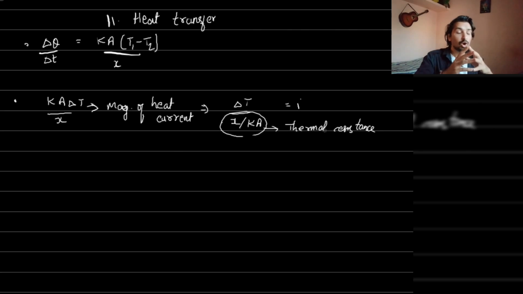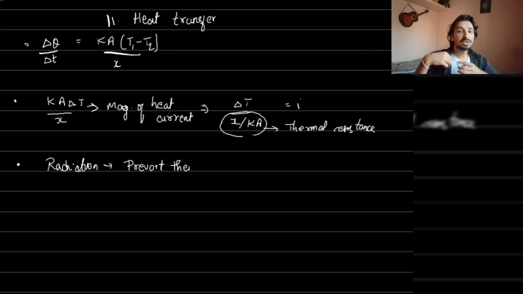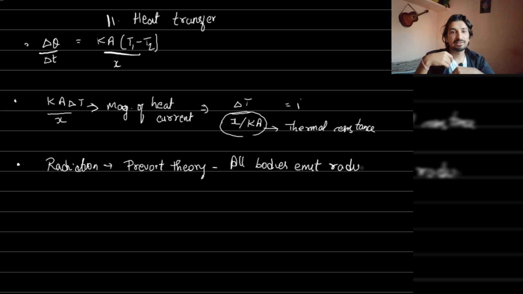Radiation, what is radiation? All bodies emit radiation. That's what Prevost's theory tells you. All the bodies, be it any object, give out some radiation. So that is Prevost's theory. Because objects absorb radiation, right? This white shirt, it is white because it is reflecting all the radiation. It's not absorbing anything. That's why it is white.